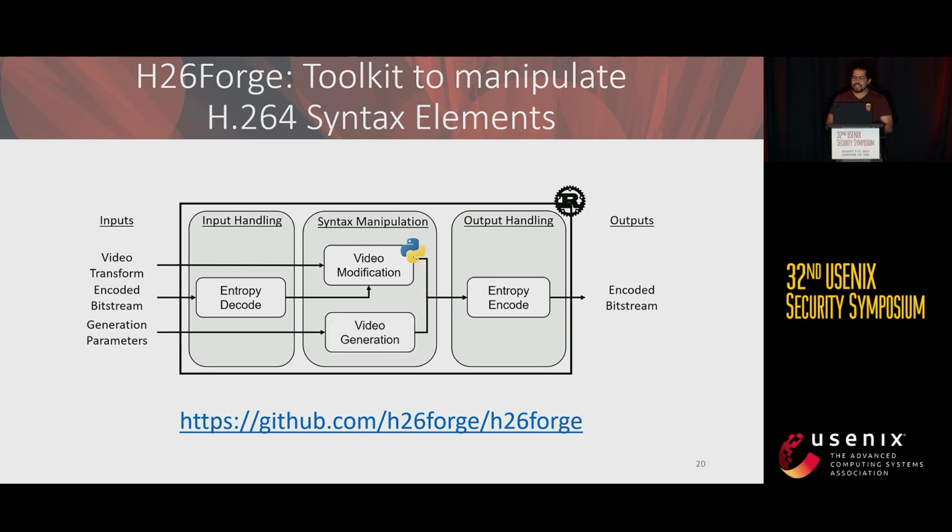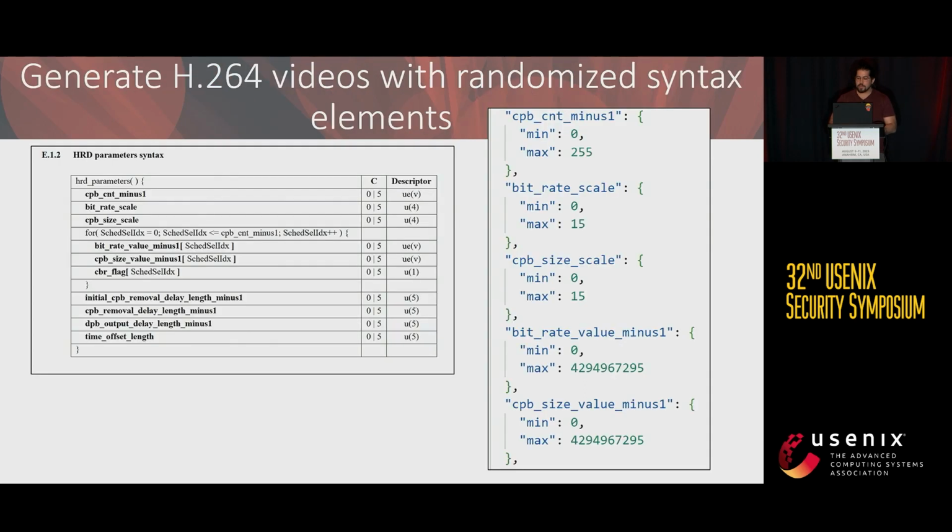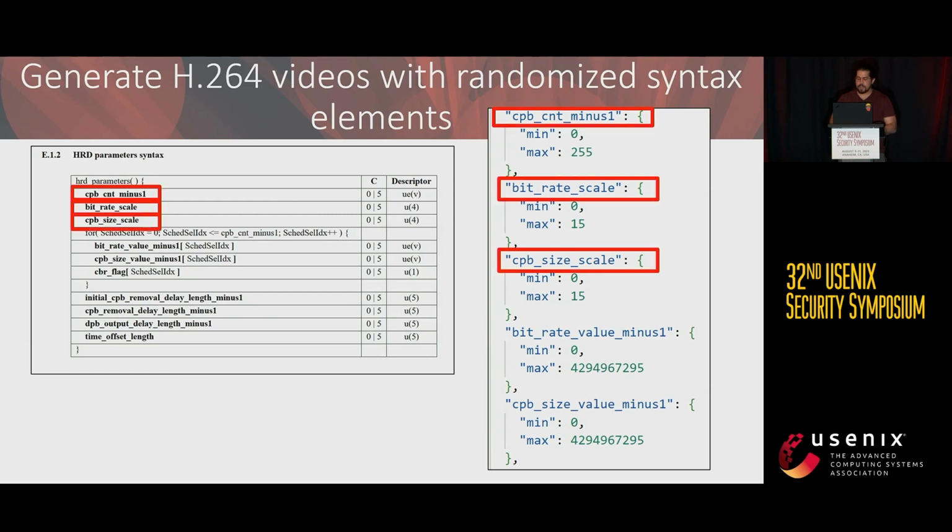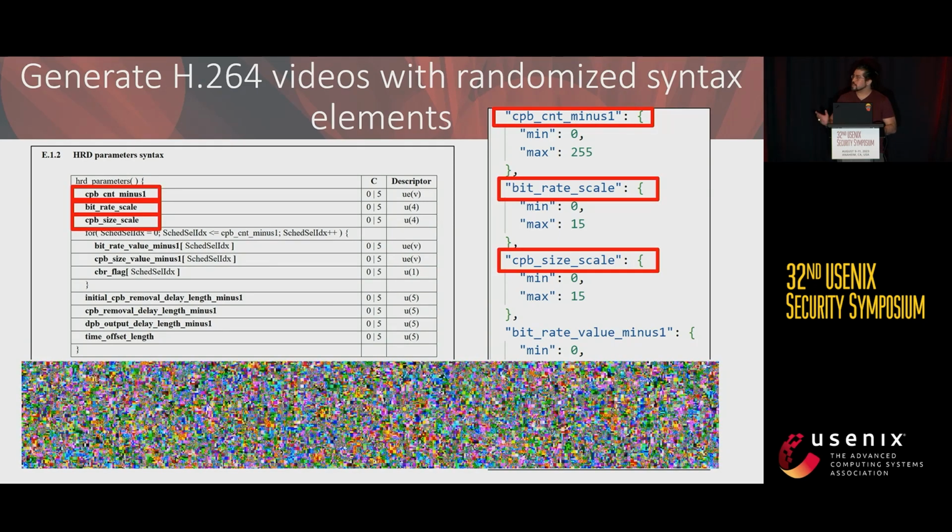In fact, we can ignore an input and instead generate random videos with syntax elements sampled from a provided range. H.264 can then output the encoded bitstream directly or as part of an MP4 container that can be played on any video player. And here we show that we can just pass in the ranges that we want for each syntax element, and then we can also generate videos with fun-looking frames, such as this one.